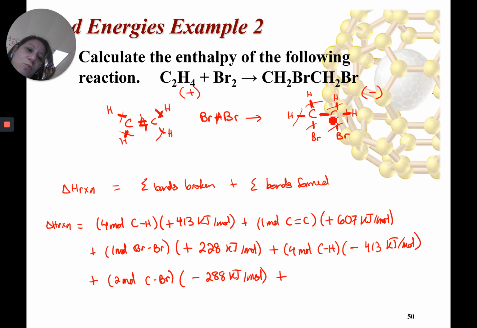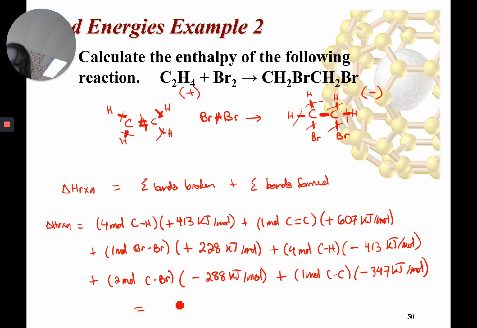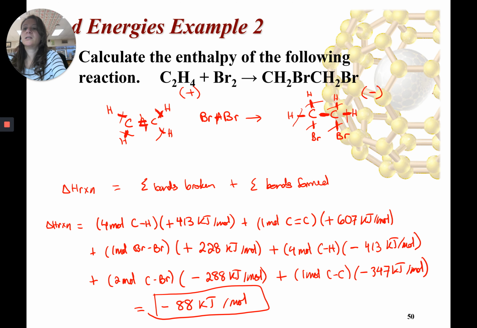So all we have left is just 1 CC single bond. Negative because it's in the products. 347 kilojoules per mole. Add everything up all together, you get negative 88 kilojoules per mole as your answer. So another exothermic reaction. So the key to these is drawing them correctly and practicing.